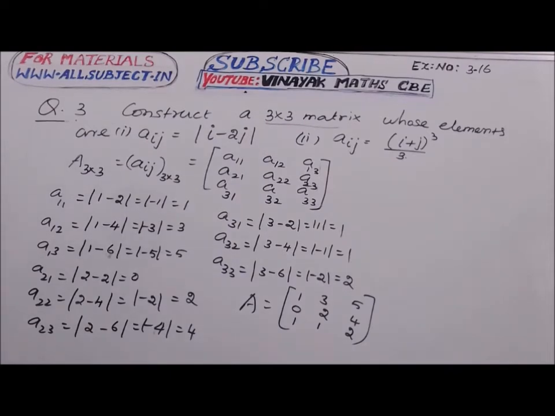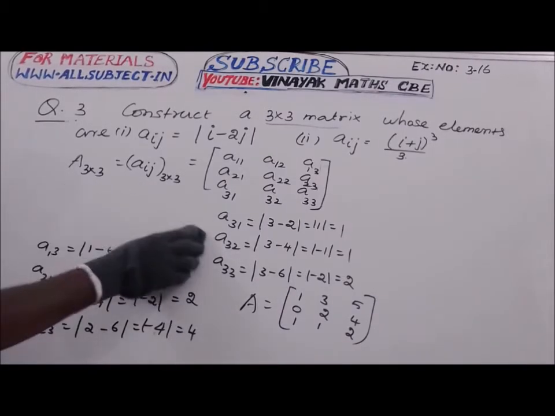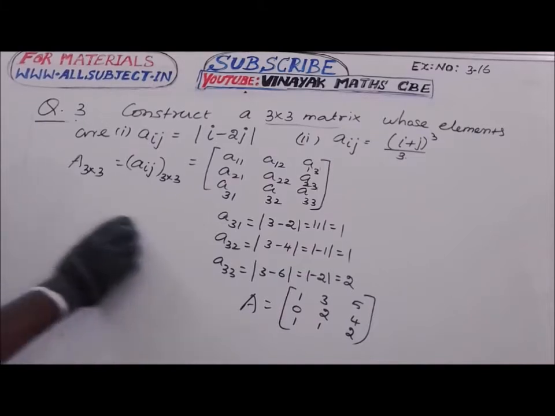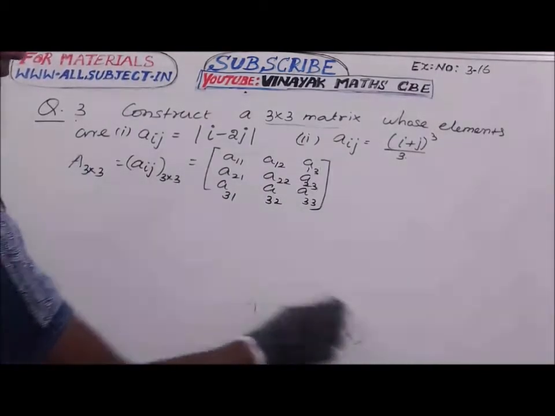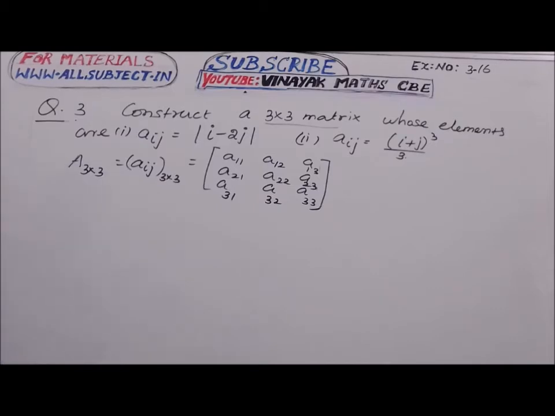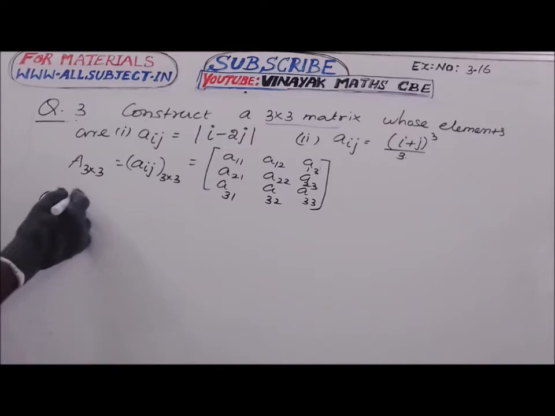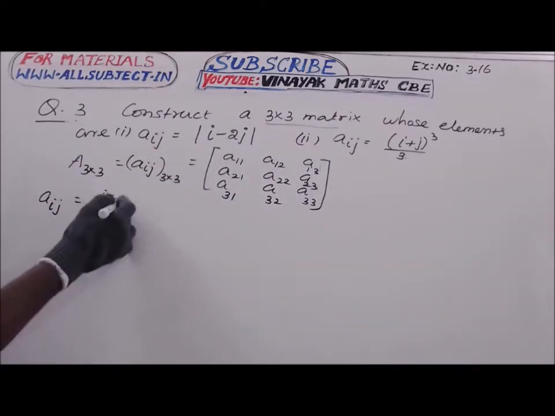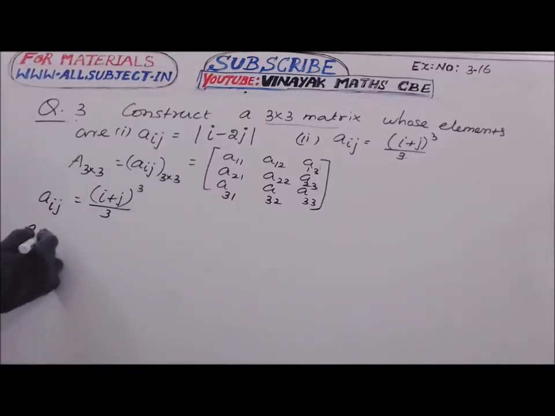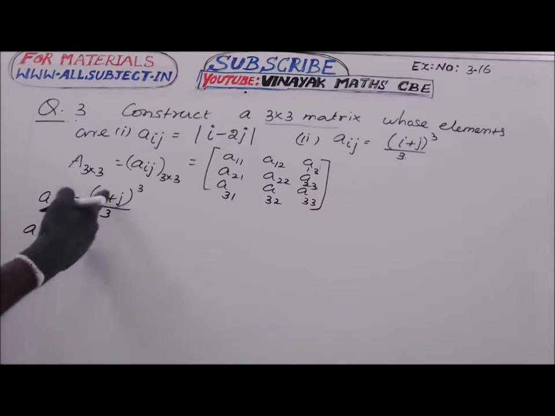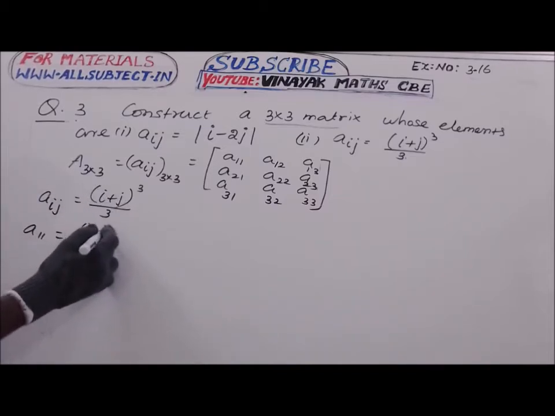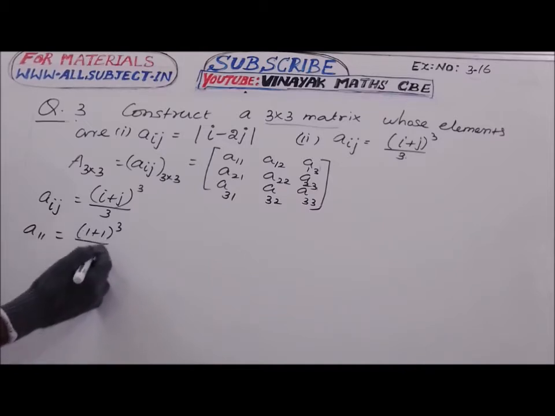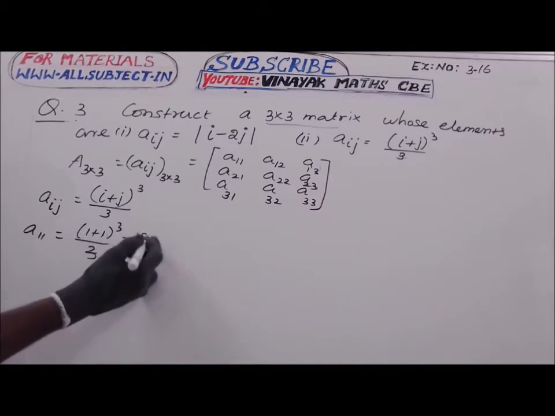And then the second one under the condition of (i plus j) whole cube divided by 3. Here, substituting and simplifying again in the next condition given aij is equal to (i plus j) whole cube divided by 3, we will get another matrix of order 3 by 3. For the second sum, aij is equal to (i plus j) whole cube divided by 3. Now a11: substituting i, j as 1, (1 plus 1) is 2, 2 whole cube divided by 3, 2 cube is 8, so 8 by 3.